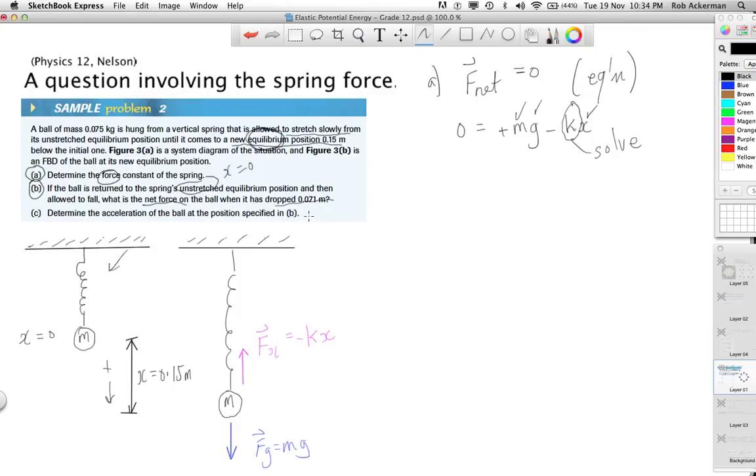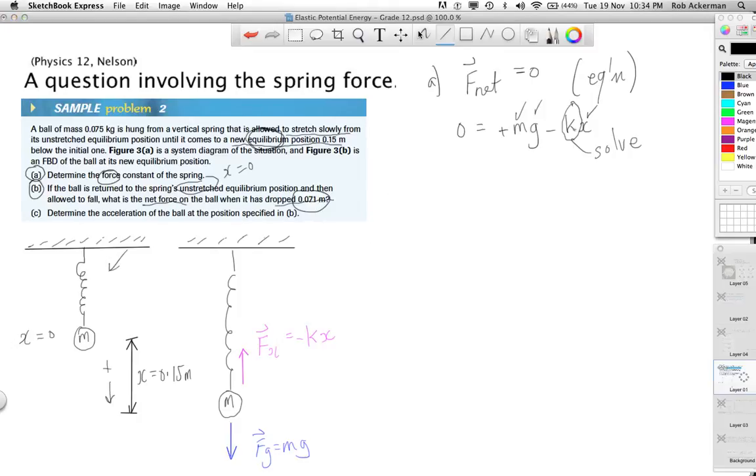Now let's think critically for a second. If you allow the ball to fall this time only 0.071 meters, that is less than what it was in part A. So the ball will not have fallen as far down at the point where we're solving this question. So that means Fx won't be as great as it was in part A. The forces won't be balanced. This is not an F net equals 0 question. This is a new question.